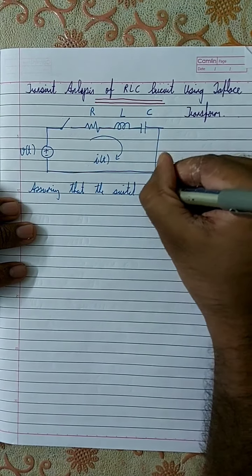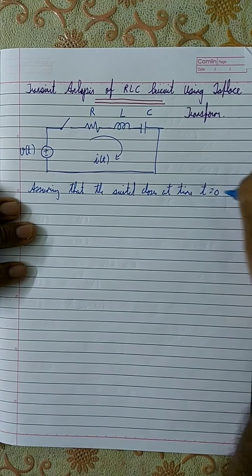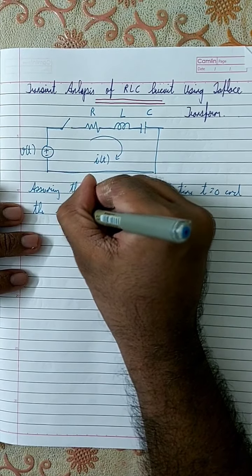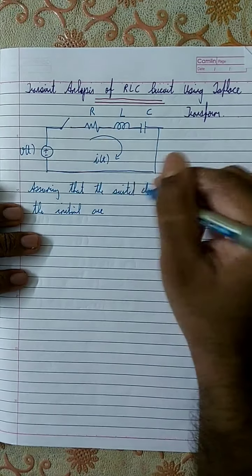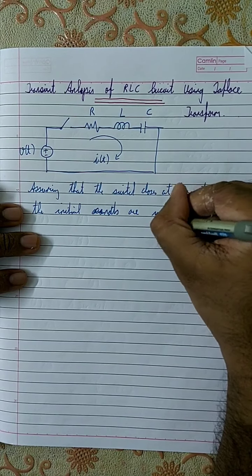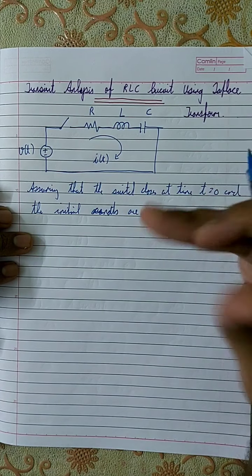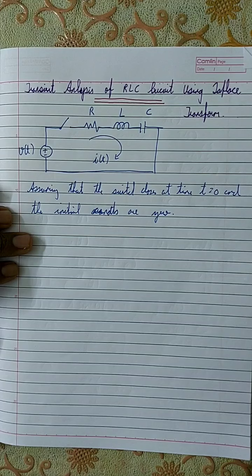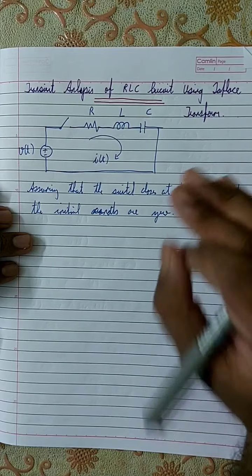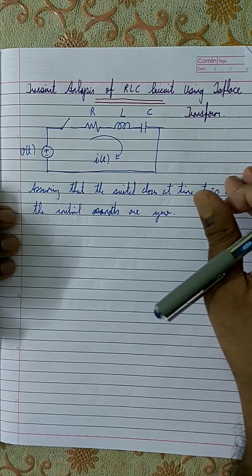Assuming that the switch closes at time t is equal to 0 and the initial conditions are 0, okay. So in that case, what happens if they have specified the initial condition? What happens if there is a steady state condition? If they have asked it, then you have to consider that also. We'll be doing problems even using steady state conditions. That's also very important, okay.